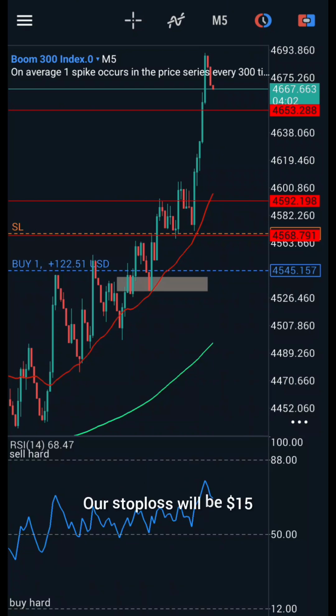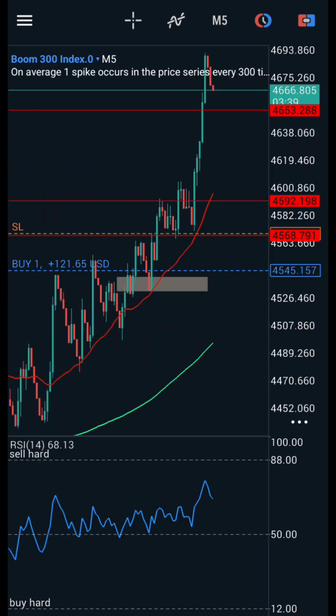Our stop loss will be $15, since Boom 300 opens with a minimum lot size of 1, and our target will be $50 to $100. That's the strategy I use.